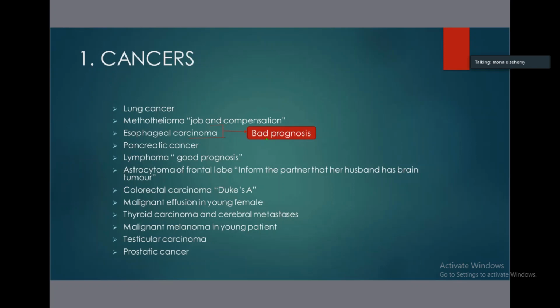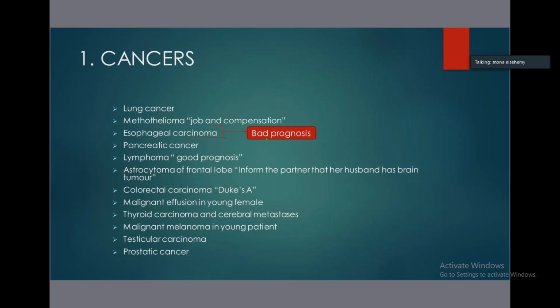The next cancer that you may face in your exam is mesothelioma. It is one of the common cancers appearing in the exam. Why? Mesothelioma is related in most cases to asbestos exposure. So it is related to the job, and the patient has the right to compensation. So it is very important to raise this issue even if the patient didn't ask about it. If the biopsy or the investigation revealed mesothelioma, you have to raise the issue of compensation.